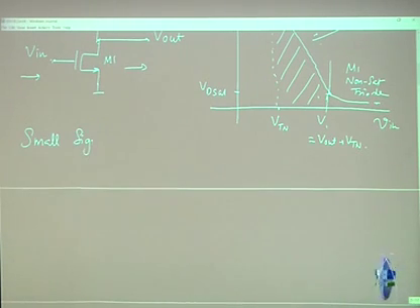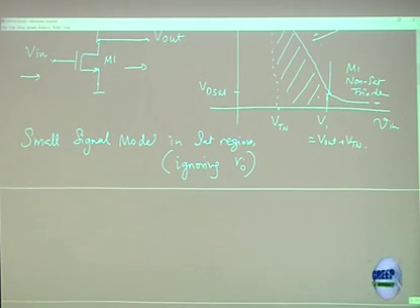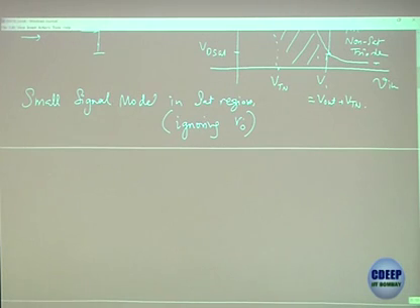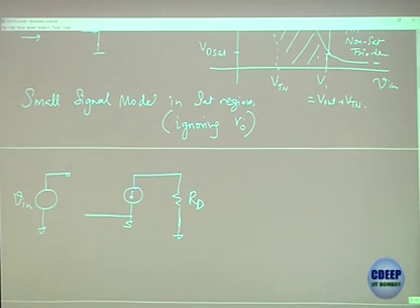Okay, so let's do small signal model in sat region. Here we are going to ignore first R out. So you have VIN, and that's your gate, and that's your source. Okay, this is gate, source, and this is your drain. I ignored R out. Is this part clear, everybody?